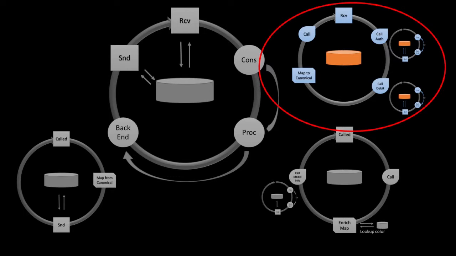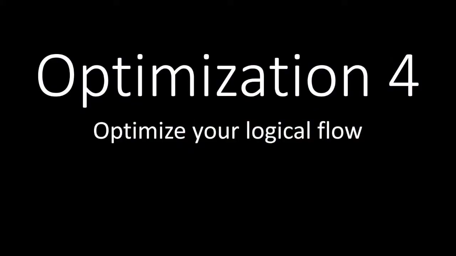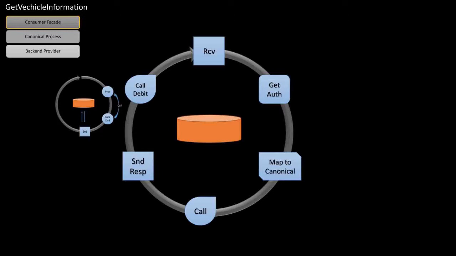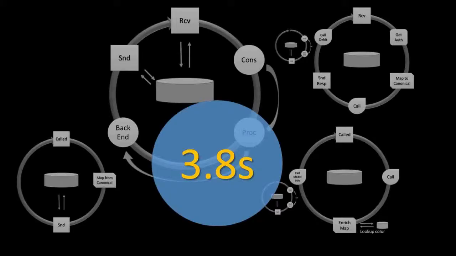So the next thing to look at here is how could we optimize this even further? This consumer facade does a couple of things, right? It checks authorization, it charges the customer, it maps to the canonical format of the message, and it calls downstream. So obviously, one of the things you would look at here is, why do you do things in this order? Why do you need to charge the customer before you retrieve the data? Just rearranging things, considering what I really need to achieve and in what order, is something that you can easily do. So instead of debiting the customer before you retrieve the response, you can just move that to something you do after you return that result, right? Which, again, brings us down additionally to 3.8 seconds.